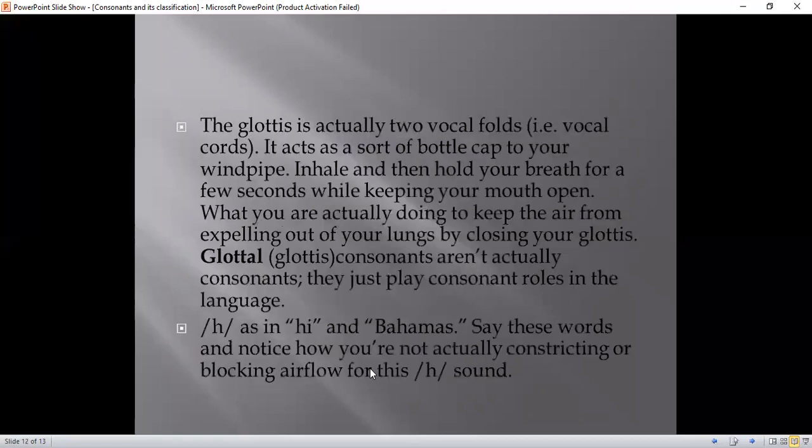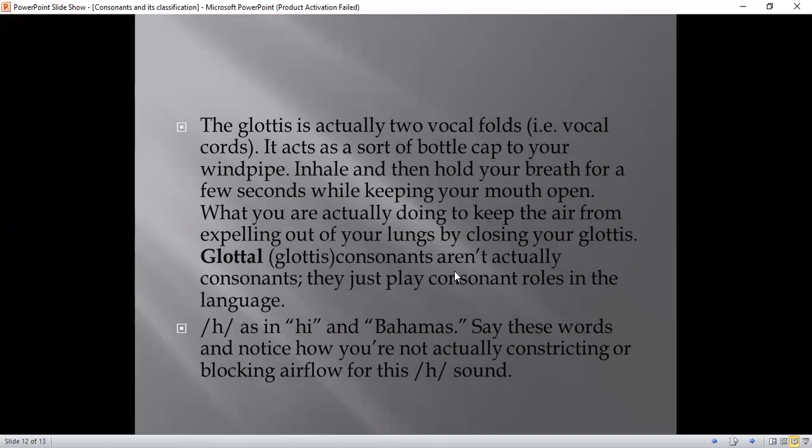Last is the glottal classification. The glottis is actually two vocal folds. It acts as a sort of bottle cap to your windpipe. Inhale and then hold your breath for a few seconds while keeping your mouth open. What you're actually doing to keep the air from expelling out of your lungs is closing your glottis.